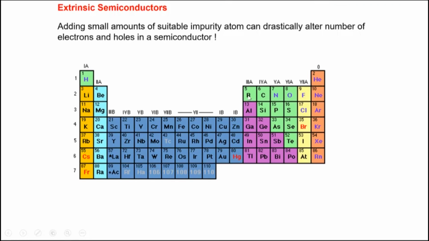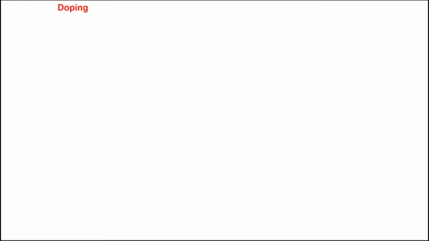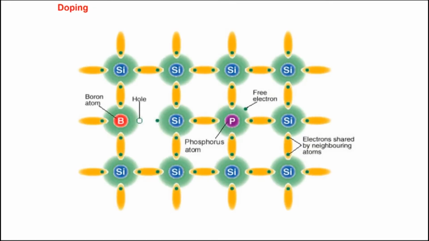On the other hand, if you go to group 3, that has a lesser number of electrons, so that would help in creating holes in the valence band. So addition of a group 5 element impurity to silicon will increase electrons, while group 3 will reduce the number of electrons or increase the number of holes in the system. For example, phosphorus is a common impurity atom, arsenic is a common impurity atom, and boron is a common impurity atom that is added to silicon to increase the electrons or holes. That process is called doping.